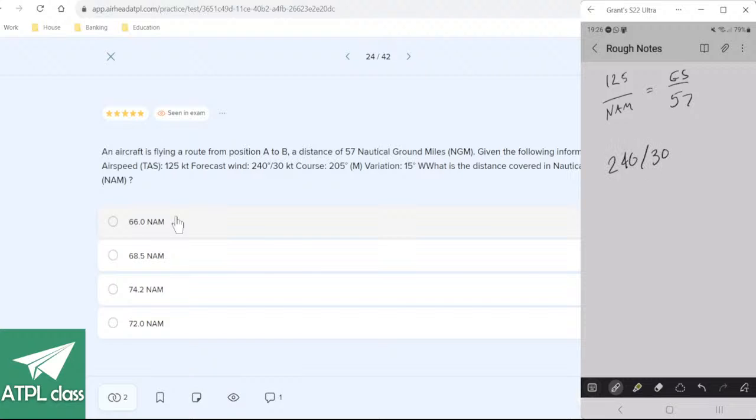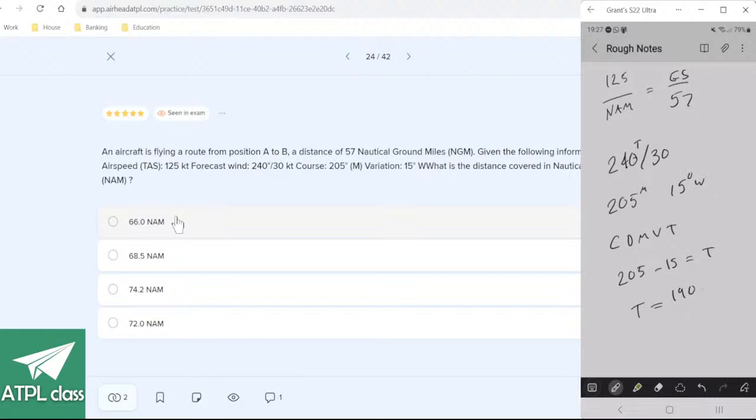240 at 30. If it's written, it's usually true. Course is 205 magnetic, and the variation is 15. So Cadbury's dairy milk, very tasty. We've got a magnetic here. What do we want to convert? Let's convert the magnetic into true. Variation is 15 degrees west. Magnetic 205. The variation is west, which means we take it off to get the true. So we get a true course of 190.